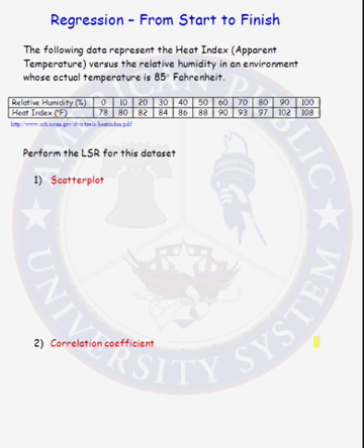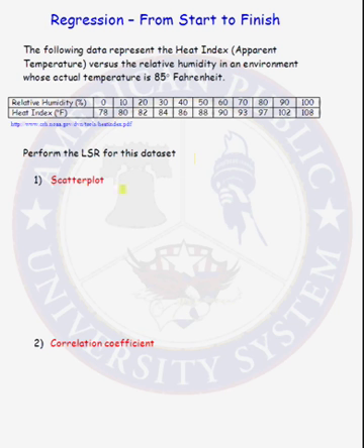So let's go through the regression process for the following data. We have relative humidity in percent and heat index in degrees Fahrenheit. This is the relative humidity and heat index in an environment whose actual temperature is 85 degrees Fahrenheit. We want to see whether we can use the relative humidity to predict the heat index in an environment that is 85 degrees Fahrenheit. We want to do least squares regression for this data set.